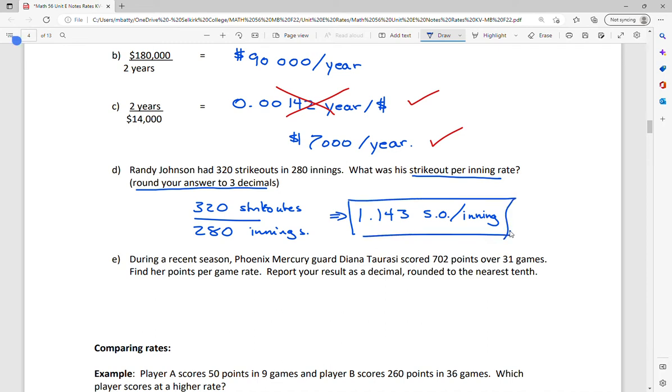Another sports one, so sports stats often get recorded as rates like this. So 702 points in 31 games. So find out her points per game. So good old calculator, we're going to round to the nearest tenth. So that would be 1 decimal place. That would be 22.6 on my calculator points. Whoop, not points, sorry, got my letters backwards. Points per game.